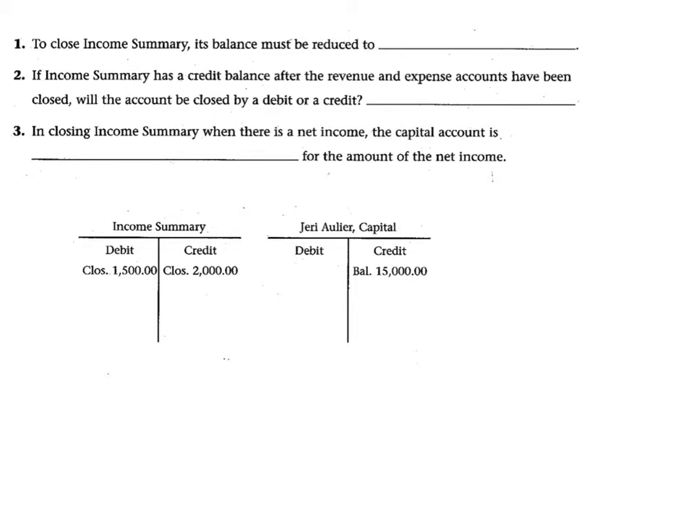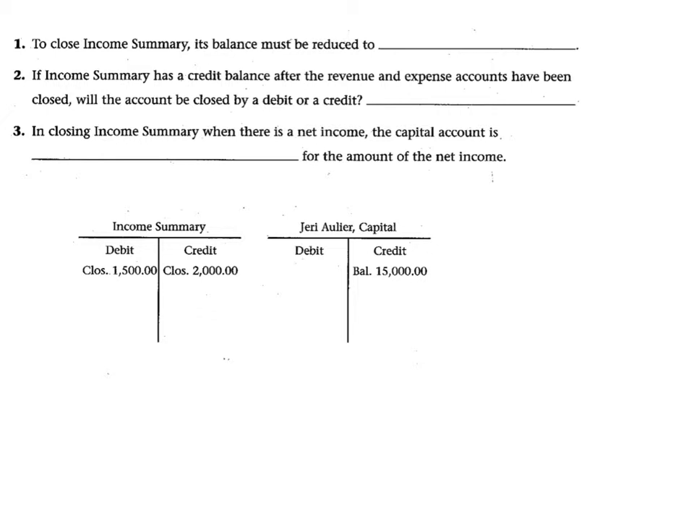Step 3. Now that we have our income summary populated, you can see down at the T account, we have a debit with a closing of $1,500 and a credit with a closing of $2,000. Remember, credits represent revenue, debits represent expenses. So at a quick glance, we can see that we have greater revenue than expenses. That means we have a net income, and our balance would be $500 on the credit side. If our debit was higher than credit, we would have a debit balance, therefore a net loss.